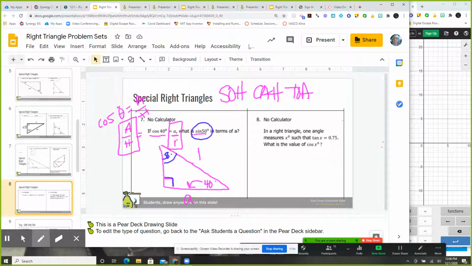So the sine of 50 is O over H. This is the O, and this is the H. So if I do O over H from the 50 degree, isn't that still A over 1? That's my answer.